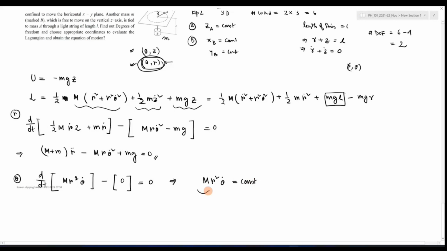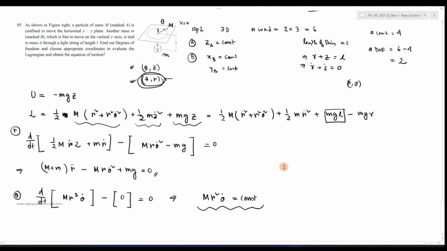By the way, what is the significance of this term? Same thing, yes. Angular momentum of this particle about the z-axis is constant. Okay. So same way, if you are given some initial angular momentum, you can simplify this equation and you can solve these two equations.